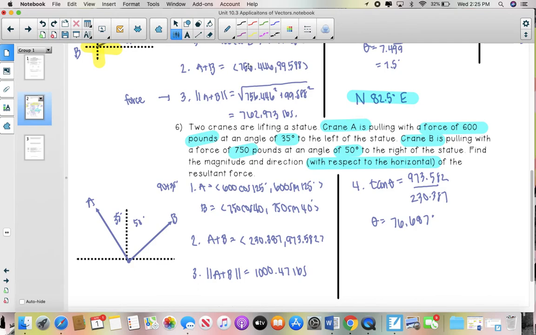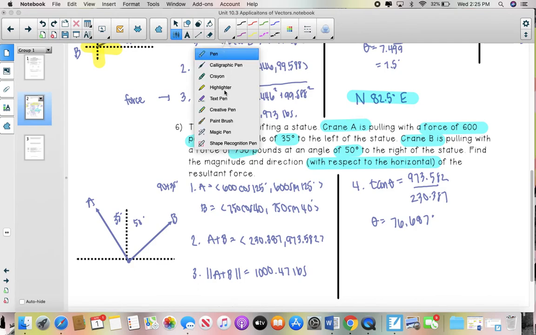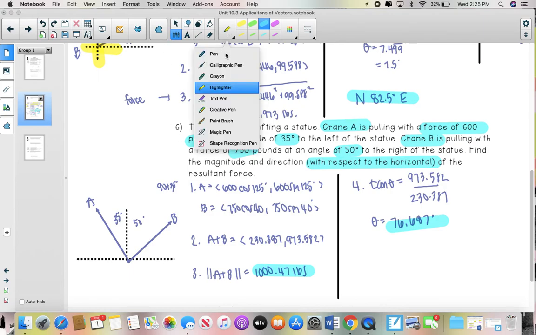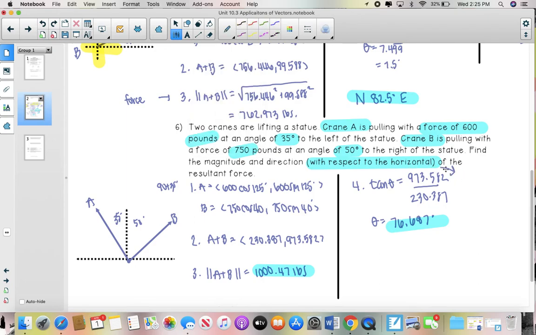Okay, so what's awesome about this problem is we have no more work. We have the answer. Okay, it says with respect to the horizontal. Okay, we did that. We did it with respect to the horizontal. We're coming off this horizontal answer, so we're done. If it says with respect to the positive x-axis, you're going to treat it the exact same way. So with respect to the horizontal or the positive x-axis, you'll treat it the same. The bearing's the only one that's a little different.